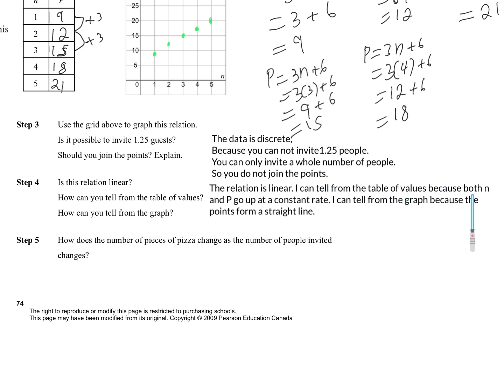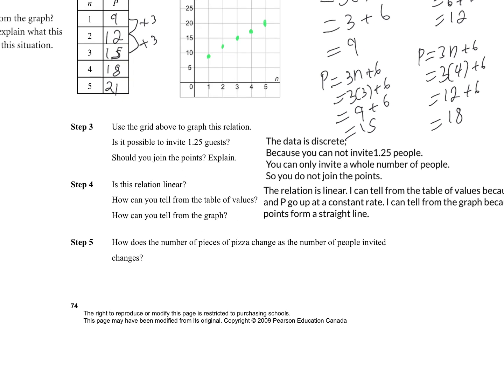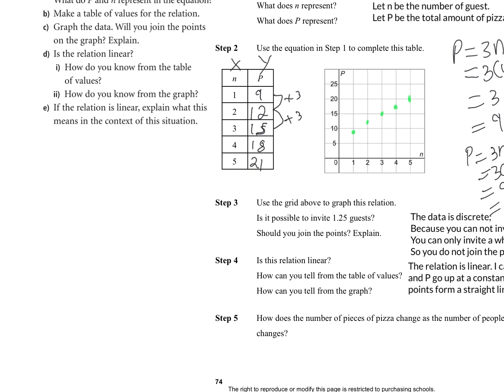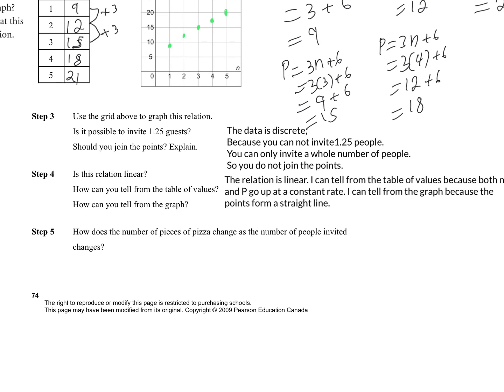I can tell from the table of values because both n and p go up at a constant rate. If we look at our table of values, I can see that n is going up 1, 2, 3, 4, 5, so it's going up 1 each time. And on the y or the p side, it's going up by 3 each time. I can tell from my graph because this forms a straight line. If the line created by plotting the points is a straight line, you know the relationship is linear. In step 5, it's going to answer part E: if the relation is linear, explain what this means in the context of the situation. How does the number of pieces of pizza change as the number of people invited changes?